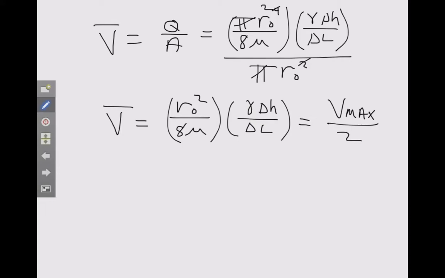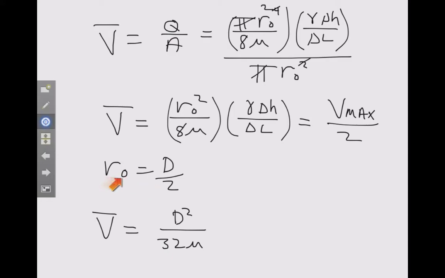And one other thing that we can do is we can substitute in R0 is d over 2, and our average velocity becomes d squared over 32 mu, because this is squared. This becomes r0 squared is d squared over 4, and we're multiplying that 4 by this 8 to get this 32.